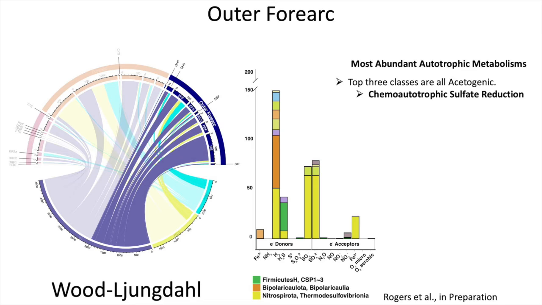When we look at the outer forearc, we find that the top 3 classes of Wood-Ljungdahl containing MAGs are all acetogenic. We can also see an abundance of genes associated with hydrogen, hydrogen sulfide, and sulfite for electron donors, and sulfate as an electron acceptor, suggesting that the most abundant autotrophic metabolism here is chemoautotrophic sulfate reduction.